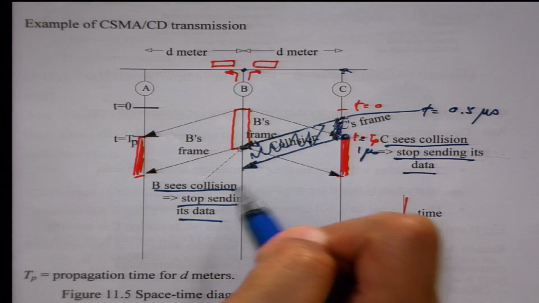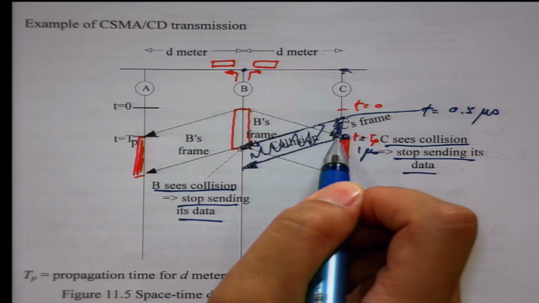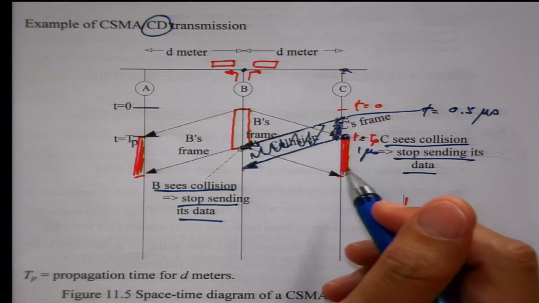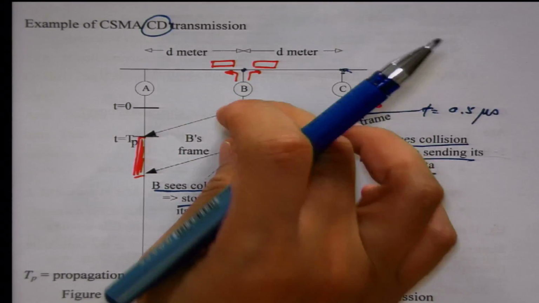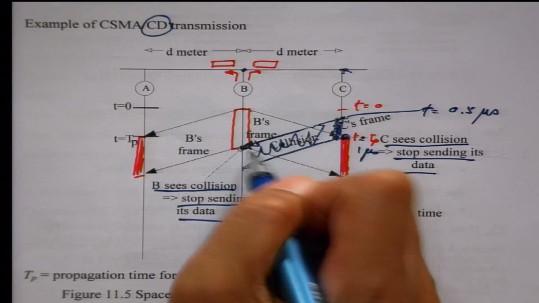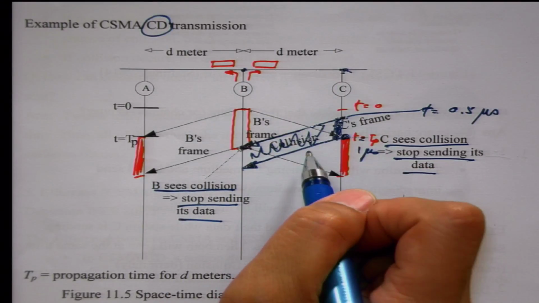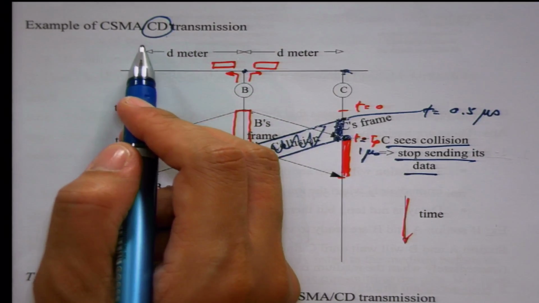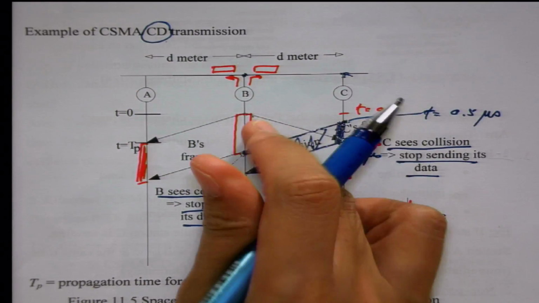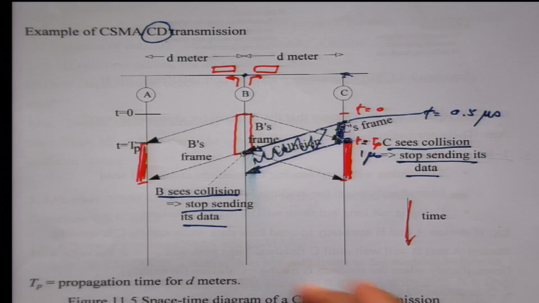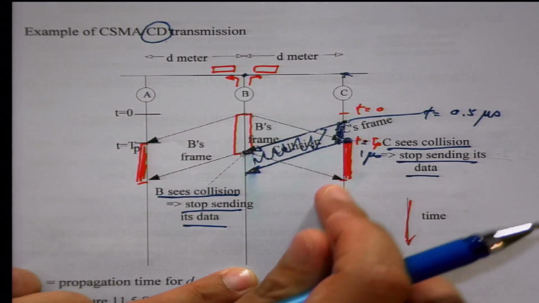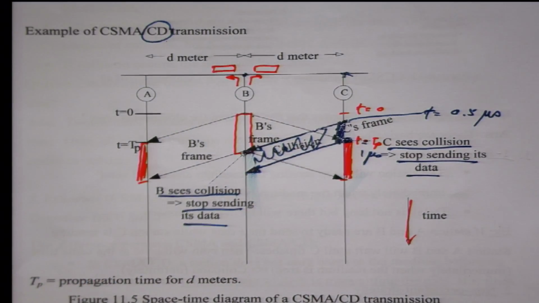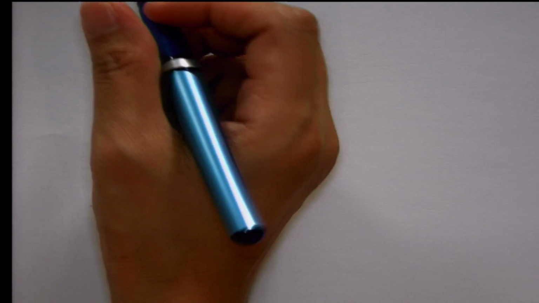Because B and C stopped when they saw the collision, this is the CD, the collision detection technique in Ethernet. So we shorten the collision time. If you don't have collision detection, if you have only CSMA, carrier sense multiple access, what happens is that B will continue sending until the end of the frame, and C also continues sending until the end of its frame. So the collision will be much longer than this. I can show you, for example.